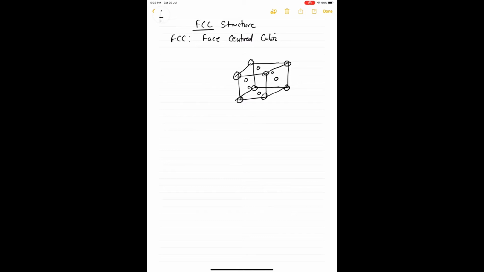In totality, if we count, there are 8 atoms at the corners and 6 atoms at the center of 6 faces. But what is the effective contribution of these atoms to this single unit cell? This figure that we have shown here represents a single unit cell of FCC structure. So what we will count first of all is the effective number of atoms in the unit cell.